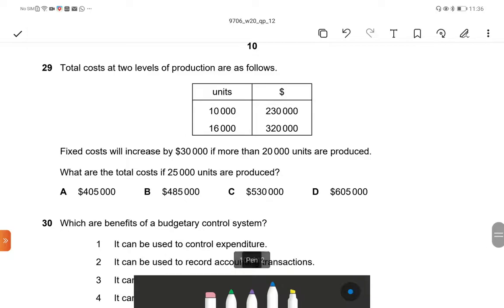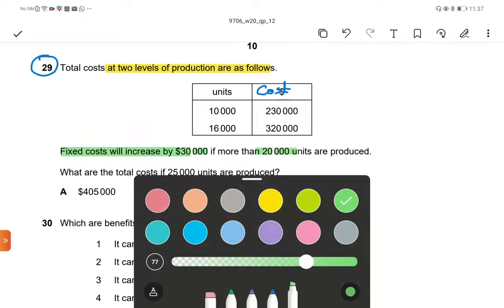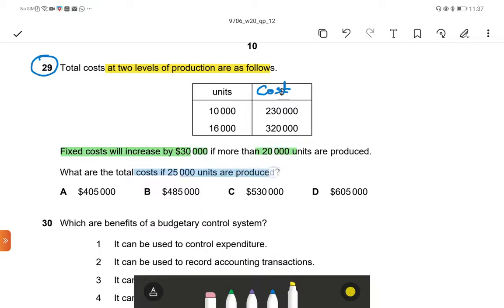Next, question number 29. Total cost at two levels of production is as follows: 10,000 and 16,000 units, and the cost is given for each level. Fixed cost will increase by 30,000 if more than 20,000 units are produced. What is the total cost to produce 25,000 units? Since it is more than 20,000 units, the fixed cost will increase by 30,000.